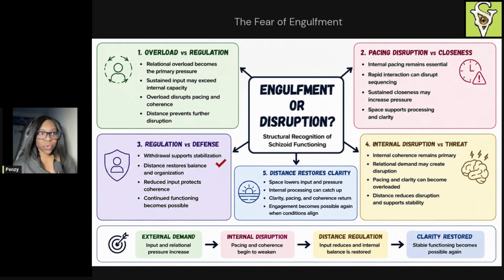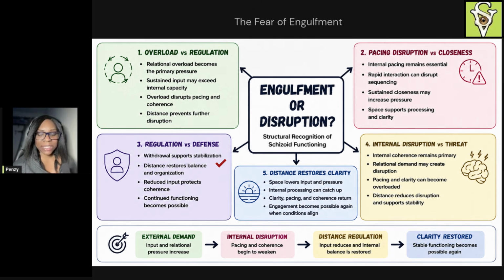This looks at withdrawal versus regulation. So within the structural model of schizoid functioning, withdrawal may function less as avoidance and more as stabilization. So reducing contact can help to lower input load and input pressure, and distance can help to restore our pacing and preserve our internal organization. So withdrawal can therefore support our continued functioning. When a person is withdrawn or dissociated or distant, it can be for a deeper internal purpose.